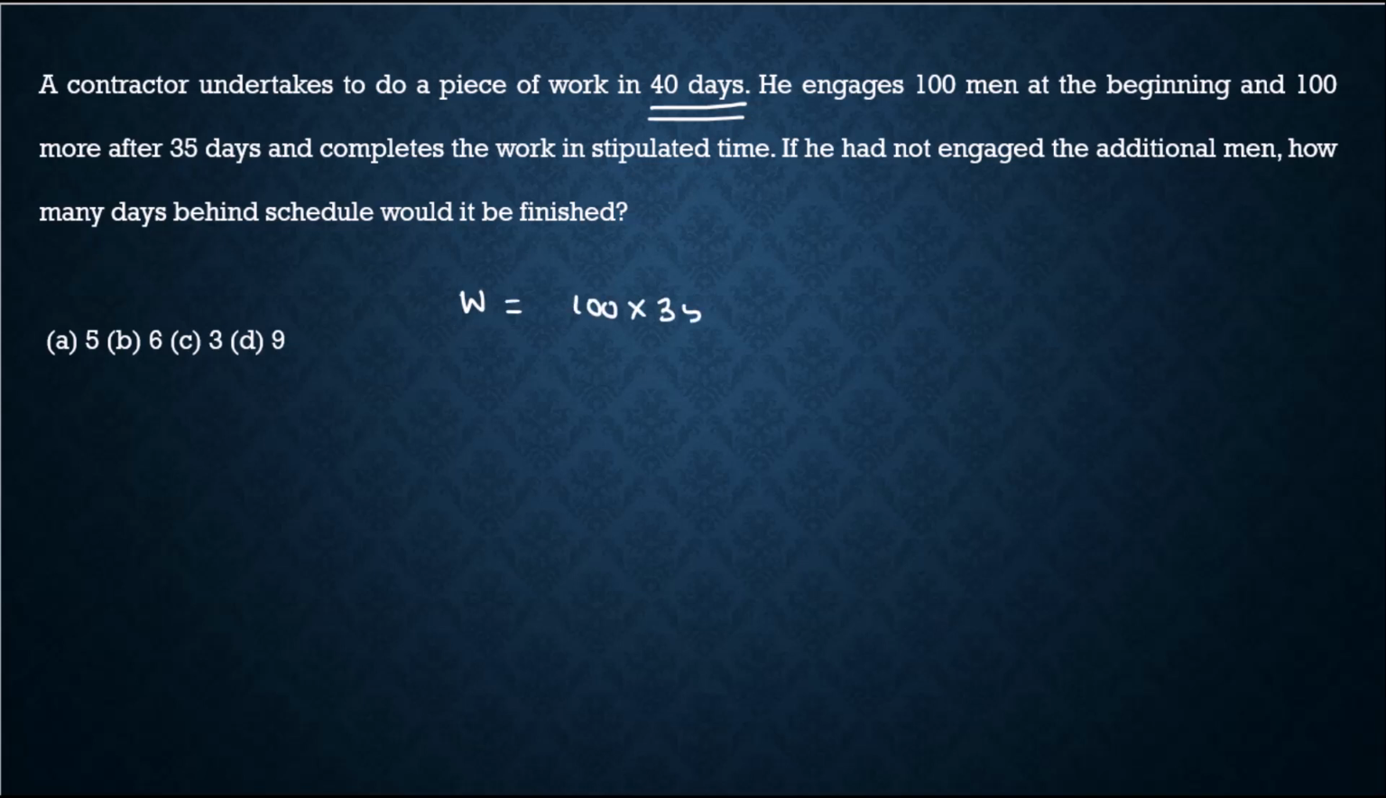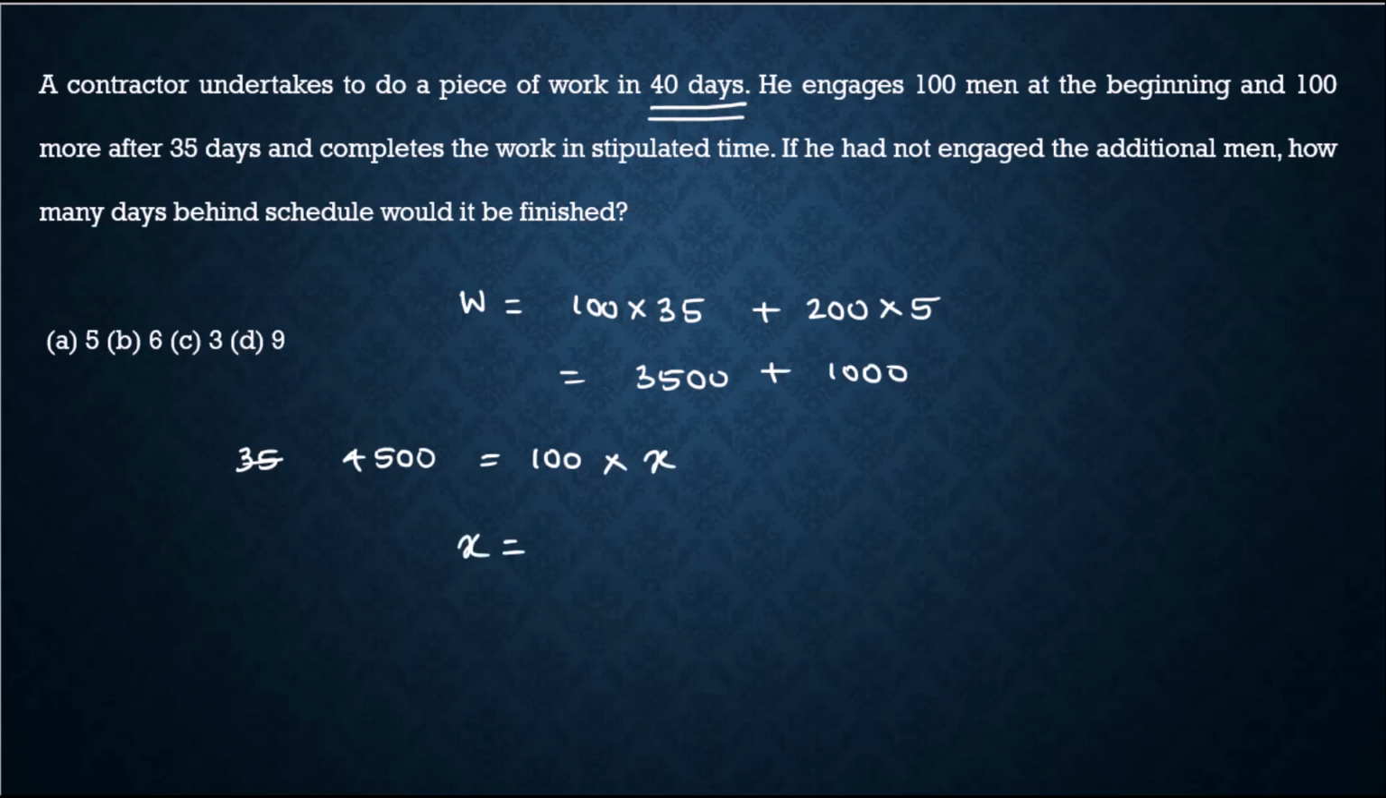So what is the work? Our work is equal to 100 men working for 35 days plus 200 men working for 5 days. This is equal to 3500 plus 1000. Fine. It's a very simple logic. So 3500 plus 1000, that is equal to 4500, is the total work that has to be finished by 100 men. The number of days be x. Therefore, x is equal to 45. Fine. Very simple logic. M1 D1 H1 equal to M2 D2 H2. Simply substitute in the equation. You will get the answer.